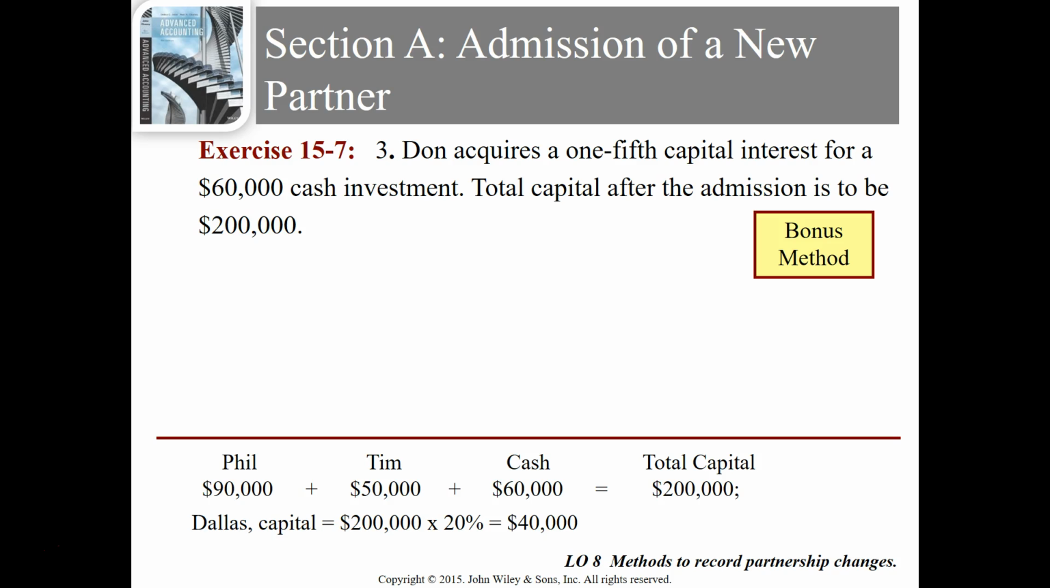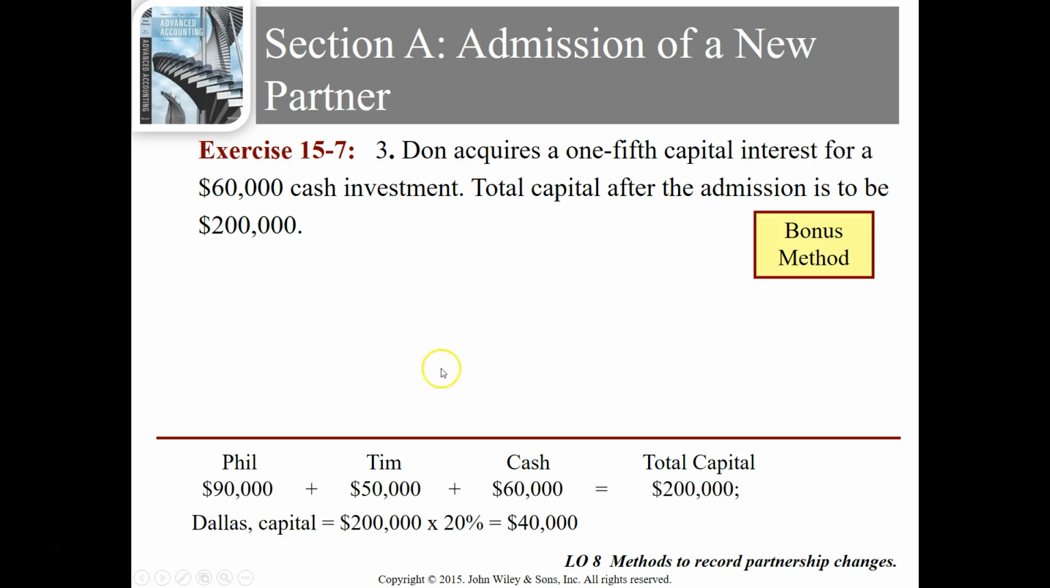Don acquires a 1/5 interest for $60,000 in cash. Total capital after the admission is to be $200,000. This is a signal. When we see this phrase, ladies and gentlemen, the total capital after the admission is to be $200,000, it's the bonus method. Here's a good formula to know: Phil and Tim represent the old partners. The new one, Don, giving 60. When we add these up, we take this times the percentage, is $40,000.